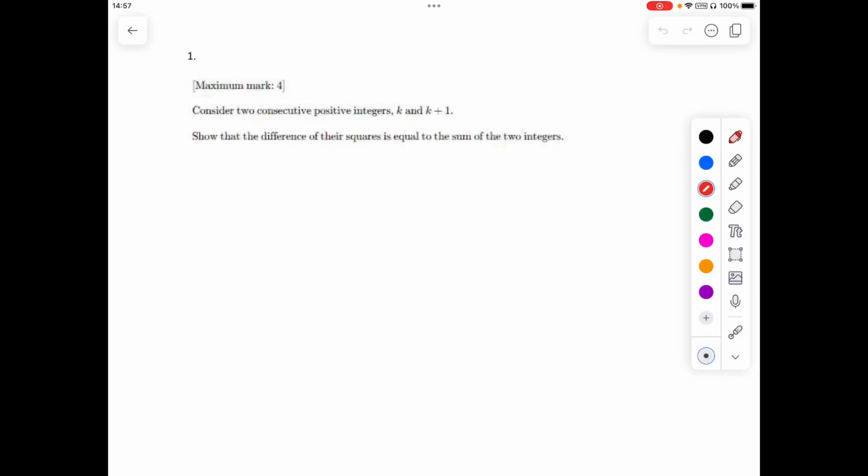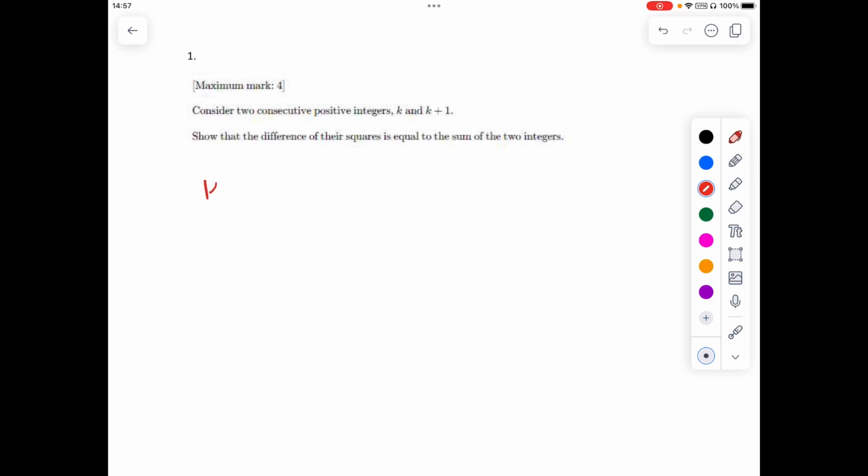So welcome. This is a worksheet based on proof by contradiction using mathematical induction topic. So what is the first question? Consider two positive integers k and k plus 1. Show that the difference of their squares is equal to the sum of the two integers.